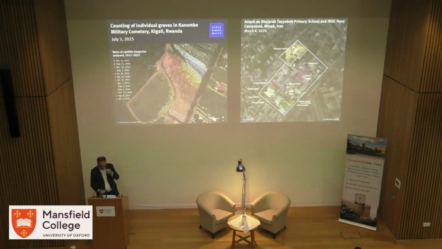Similarly, a close analysis of the site of the US airstrikes in the town of Minab in the first hours of the US attack on Iran in February of this year shows why the military should likely have known that there was a primary school on the site they targeted, an attack that killed scores of primary school children.